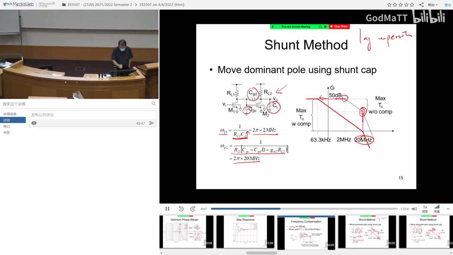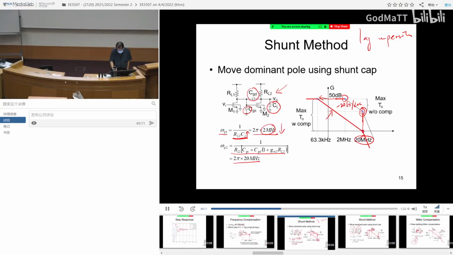By increasing CL, we are making 2 megahertz drop. So we are moving the pole to the left-hand side. Now if you move the pole to the left-hand side, you'll see that this slope doesn't change. This slope is still minus 20 dB per decade. But the good thing is that now you have the chance to drop all the way till this point before the phase becomes 135 degrees. By moving the dominant pole further to the left, you allow the gain to drop all the way to 0 dB before the phase becomes 135 degrees.